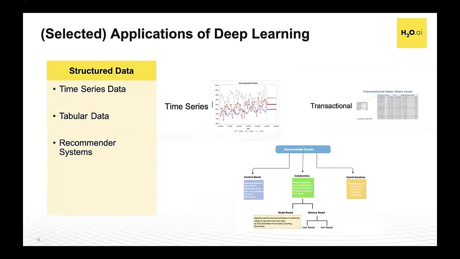So, another few applications of deep learning: in the previous module, we had learned about structured versus unstructured data. The previous two were broadly unstructured data. Images are simply raw pixels. Structured data is data that follows a certain formatting. So think time series data or tabular data or recommender systems.